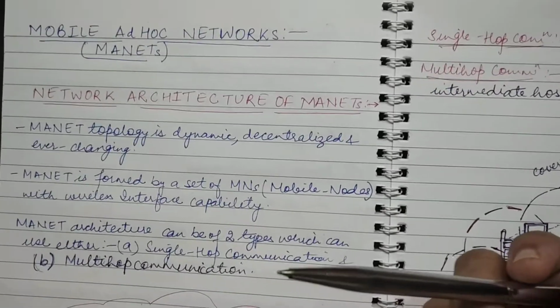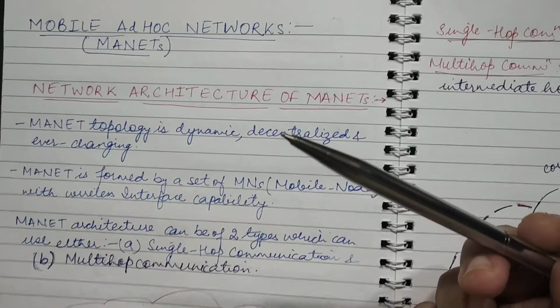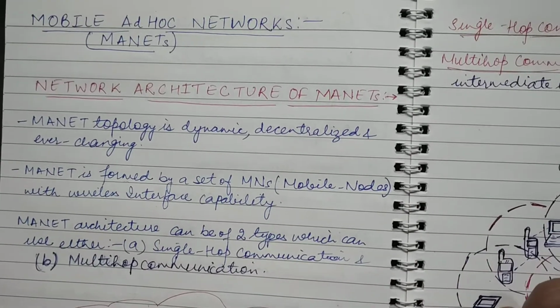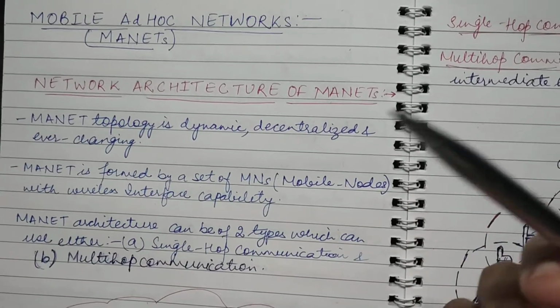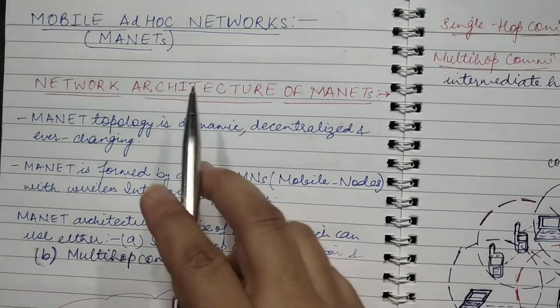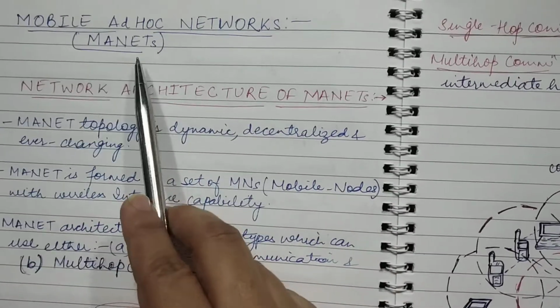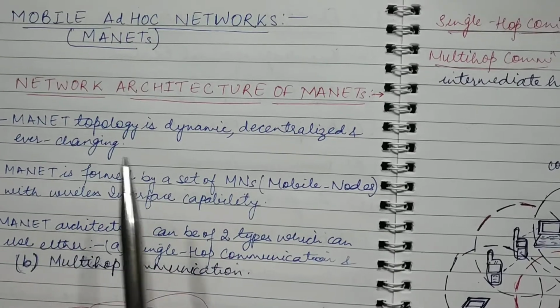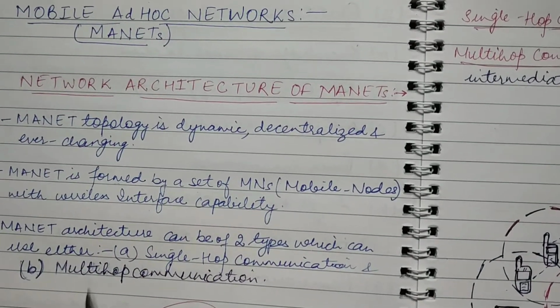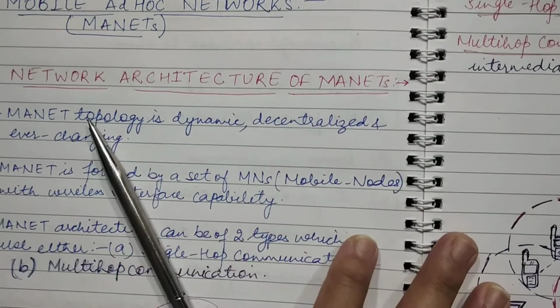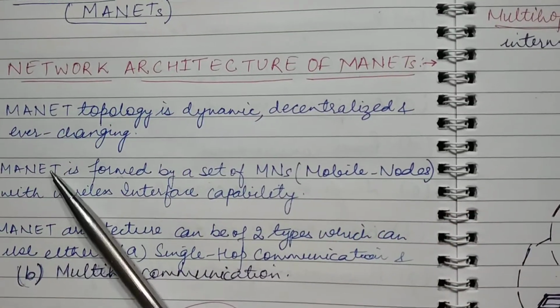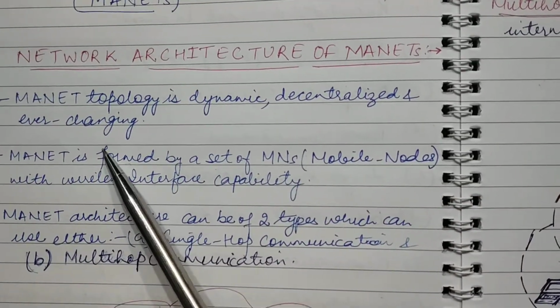In my previous lecture, I had talked about ad hoc networks, their features, types, and advantages. Just to recall, there are four types of wireless ad hoc networks. First one is MANETs, that is mobile ad hoc networks. Number two is vehicular ad hoc networks, that is VANET. Third one is wireless sensor network, that is WSN. And fourth one is wireless mesh network, that is WMN.